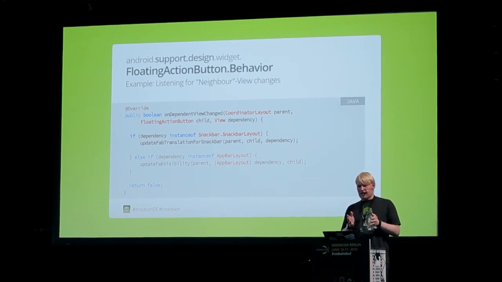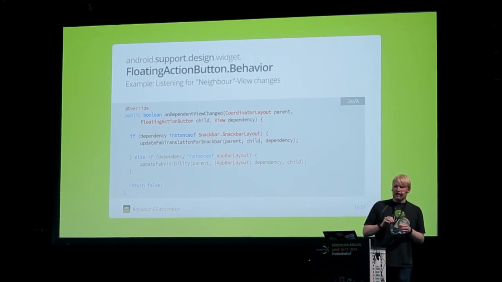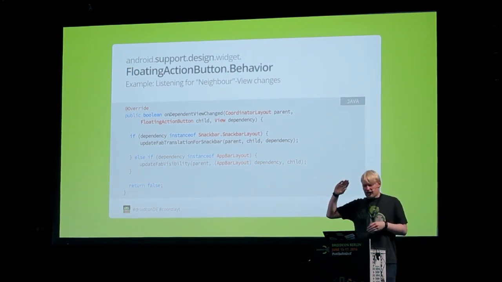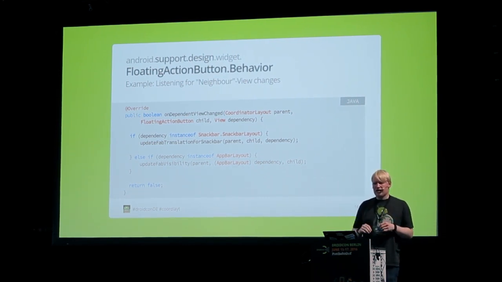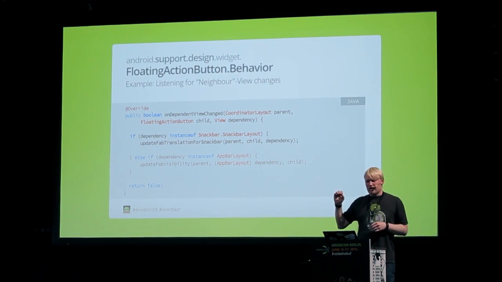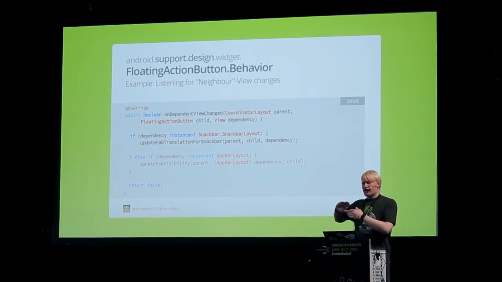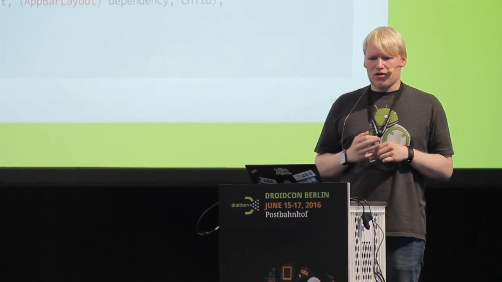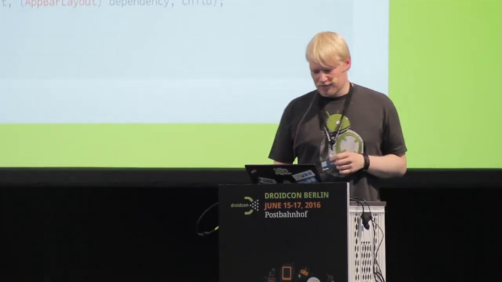And in this case, it implements that when you have the header inside your layout, which is an app bar layout, and the floating action button is anchored to that, and the app bar layout gets animated out of your screen, then you want the floating action button to also disappear. That's what it does.